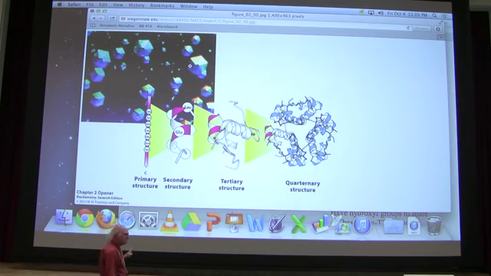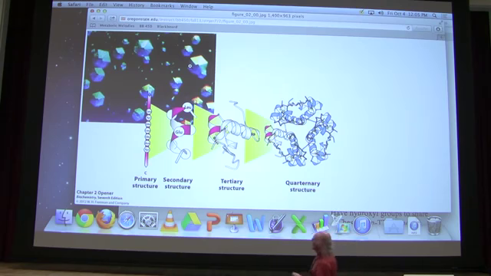Protein structure is important because protein structure determines function. And this illustrates for us on the screen what primary, secondary, tertiary, and quaternary looks like. I'm going to briefly tell you what these are, and then I'm going to talk about them in more detail later.